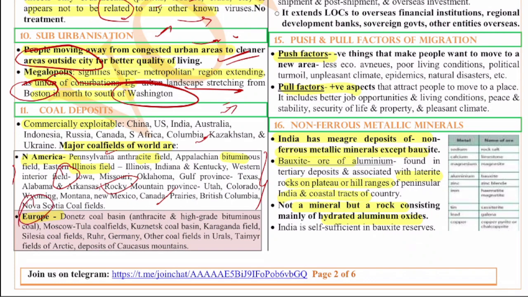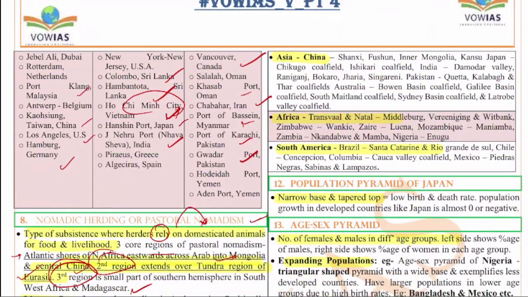Next is Europe. In Europe, we have the Donetsk coal basin, the Moscow, the Kuznets, the Karaganda field. All of them are in Europe. Next, in Asia and China. In Asia, especially in China, you have the Shaanxi, Fujian, Inner Mongolia, and also in Japan, in India. So those are the things.